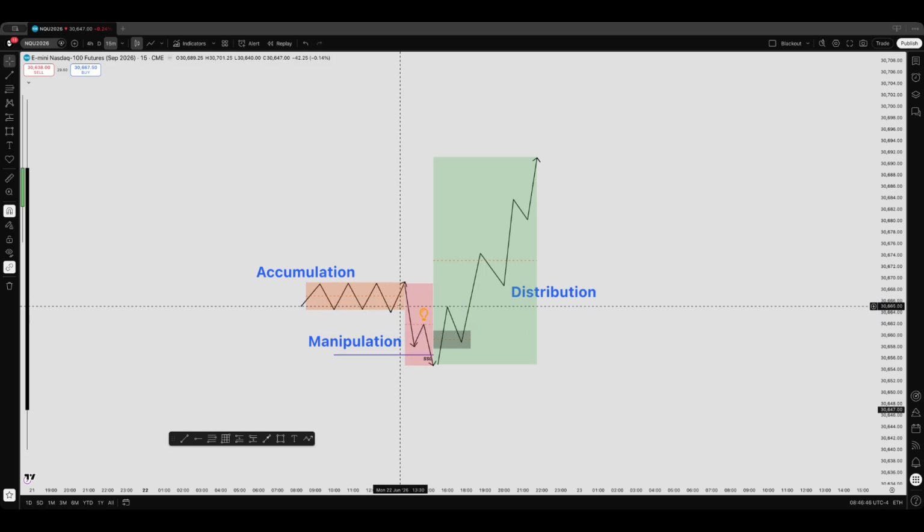Now, our job as a trader, let's say we are bullish on the day, we need to get in at the low of the manipulation leg. So as soon as price manipulates the sell side liquidity, we are looking for a buy model at the low and at the start of the distribution phase.